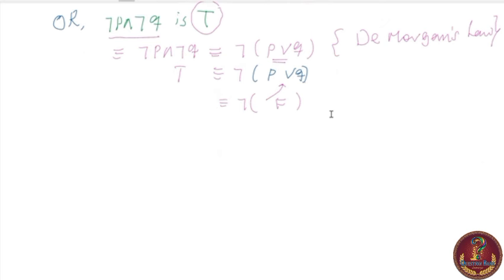Negation of P and Q is true. The left side is true. The negation of something is true means directly you can conclude that the negation of false only be true. So this means here P or Q is false. In general, if the negation of P and the negation of Q is true, so P or Q is false.